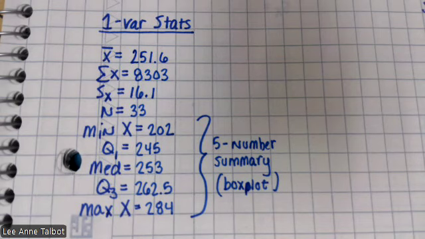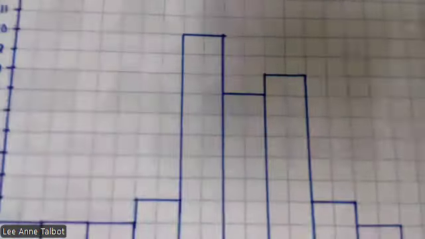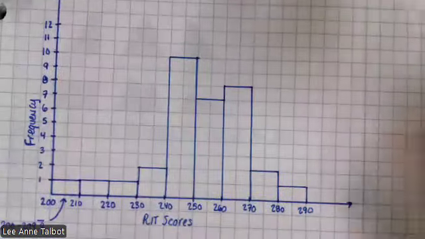And then minimum, first quartile, median, third quartile, and maximum. Those 5 at the bottom of the one variable stats are what you use to make the box plot. The box plot has 5 lines in it, and we're going to make that now. Scroll back up to the top of your paper. Not literally. Your box plot goes above your histogram in the extra space up here. So I'm going to put our box plot up here.